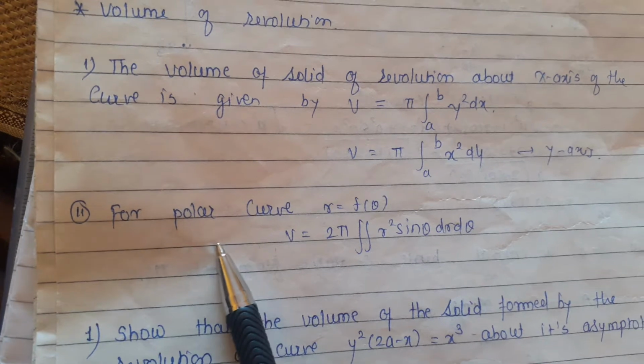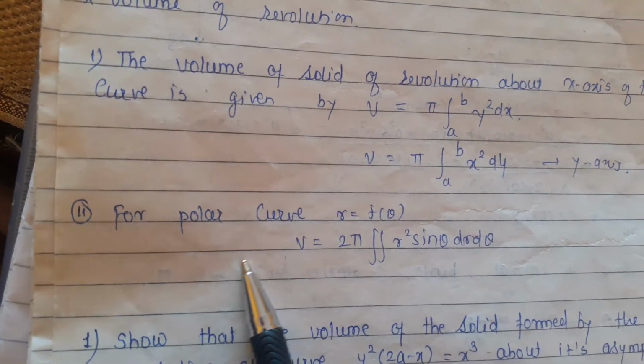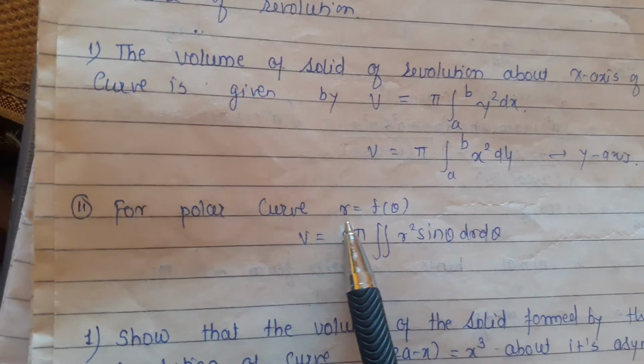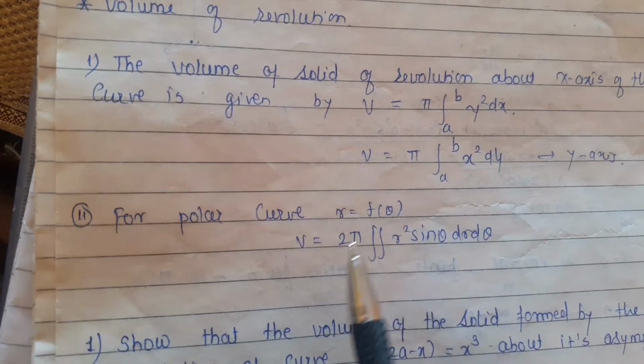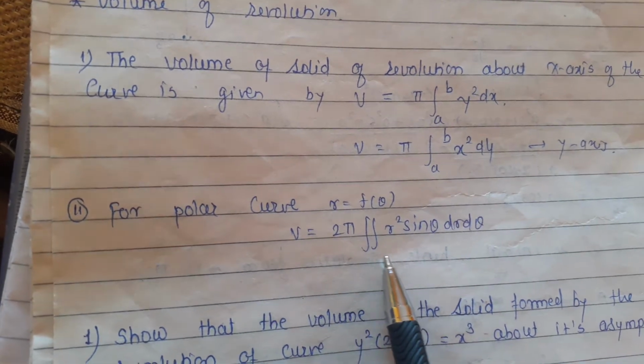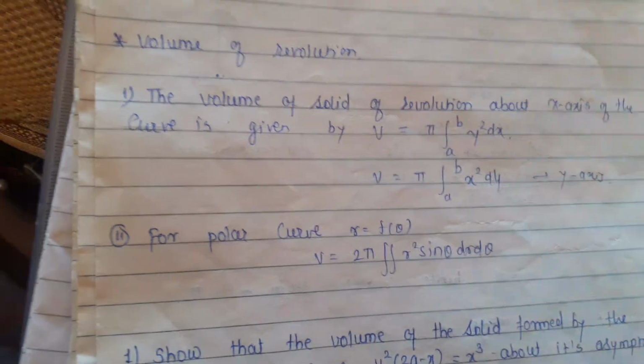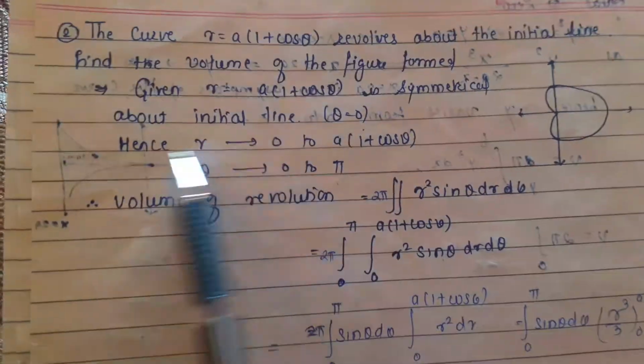Secondly, there is another form of curve, that is the polar form of curve. In polar form we know that the curves are represented by r equals f of theta, then the volume is given by 2 pi double integration r square sine theta dr d theta. Now next we see the example. Now see the example for polar form.